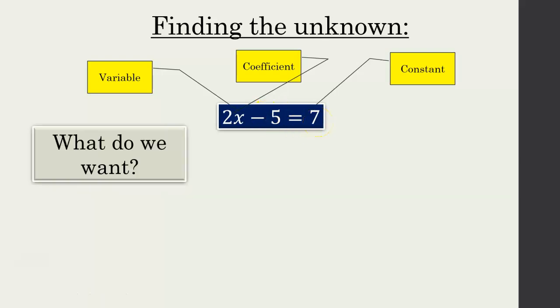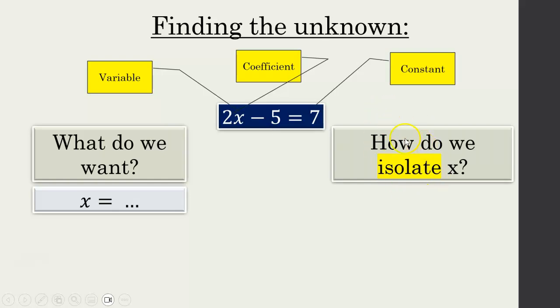So what's our end goal? What do we want? Exactly the same. I still want x is equal to something. I want to put in a number for x, and then this equation should be satisfied, should be balanced. So how do we do that? Well, we need to isolate x. Exact same steps as last time.